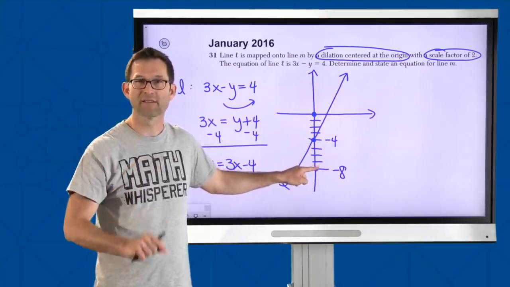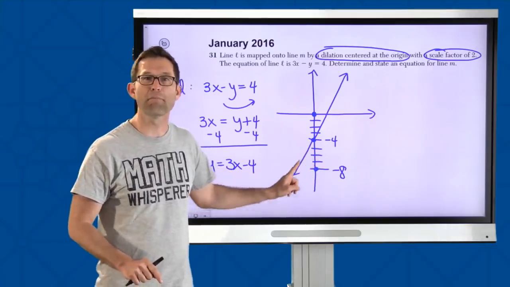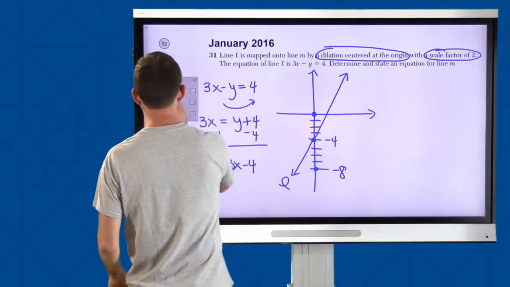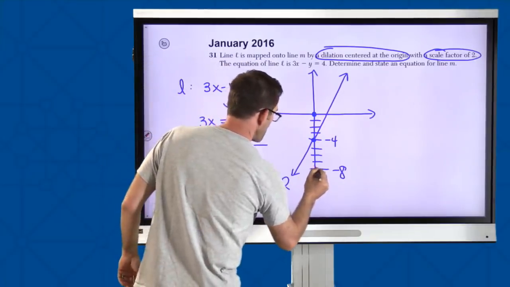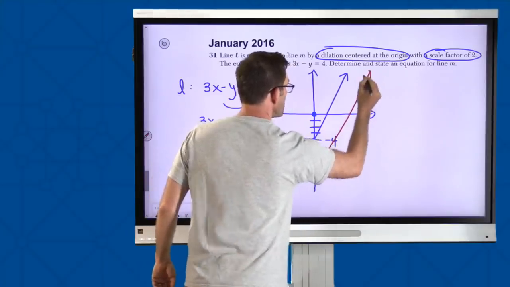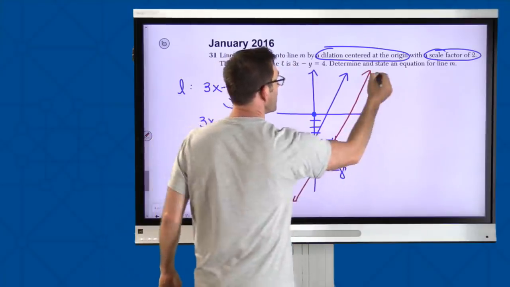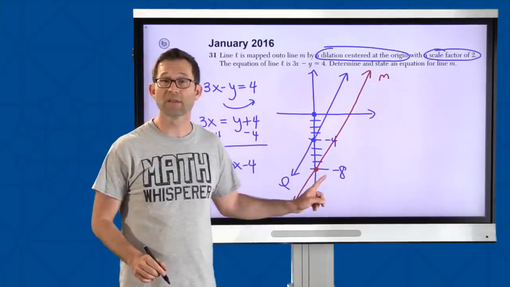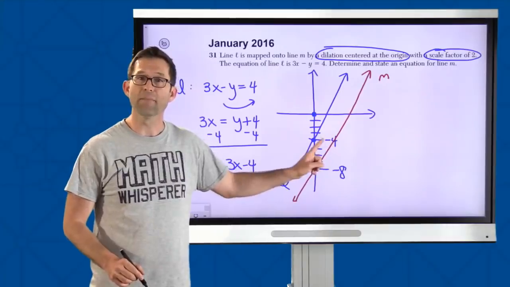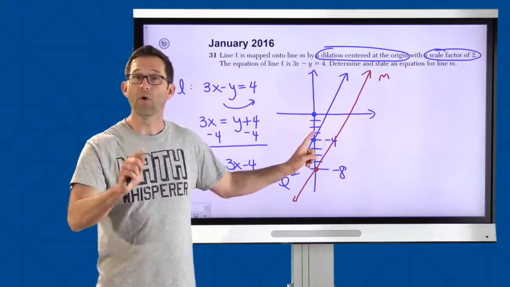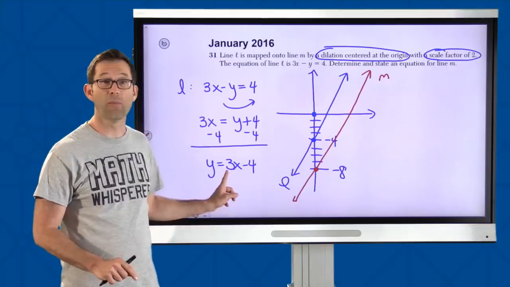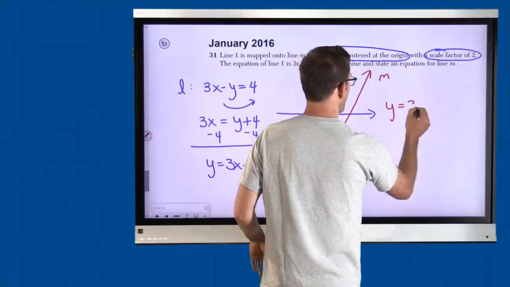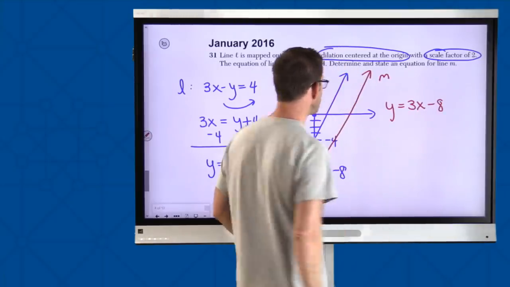But the image line also has to be parallel to this line, right? So I can actually draw the image line. Let me draw it again in red just to give it some contrast. So that's got to be line M. Well, what's the equation of line M? I know its y-intercept, it's -8. And because M is parallel to L, and we know that parallel lines have the same slope of 3, then I can say that line M has the equation y equals 3x minus 8.